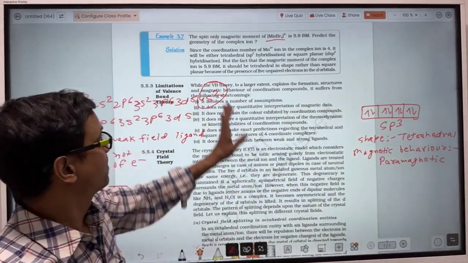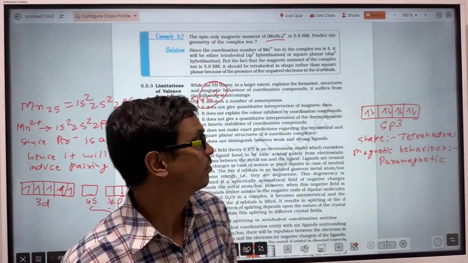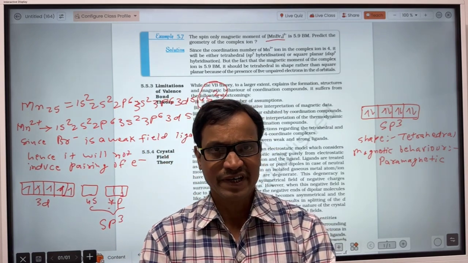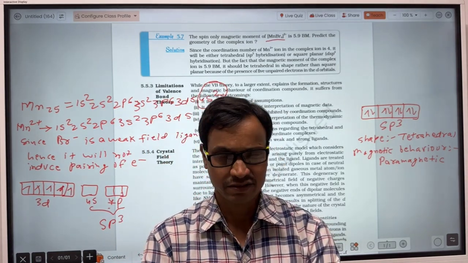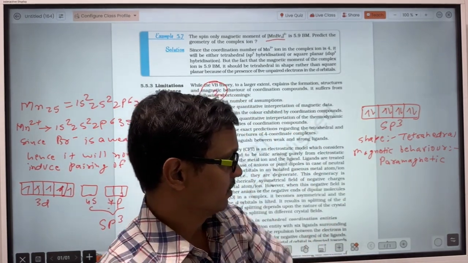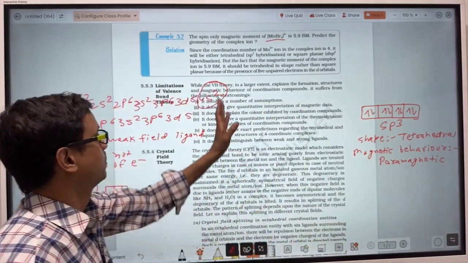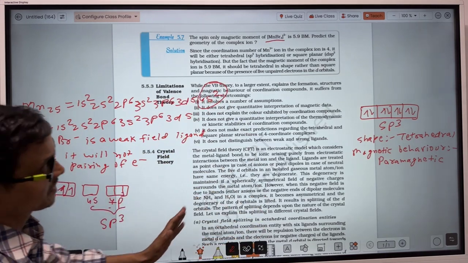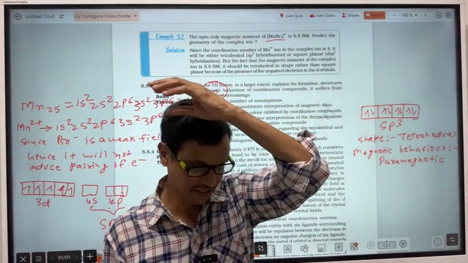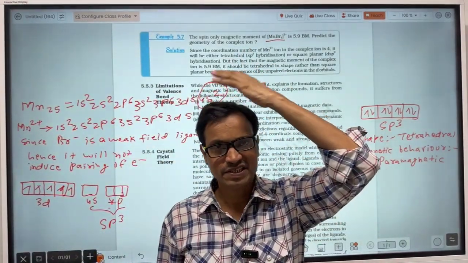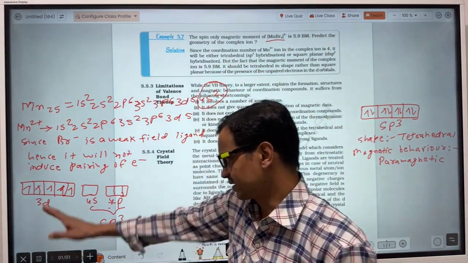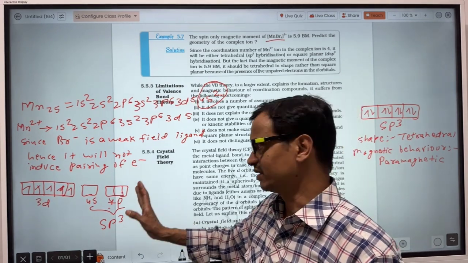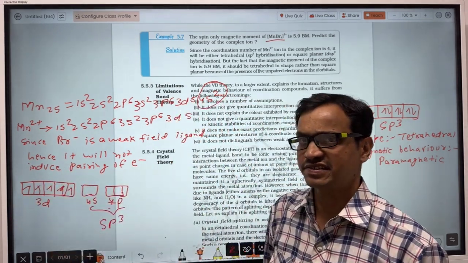So what is here? The coordination number of the compound MnBr4 2 minus is 4. So the shape may be square planar or tetrahedral. To be tetrahedral here, so like this one bond has taken place. So the shape will not be square planar, because to be square planar the d orbitals have to merge together, and for that d orbital is not free here, so pairing of electrons has to take place.